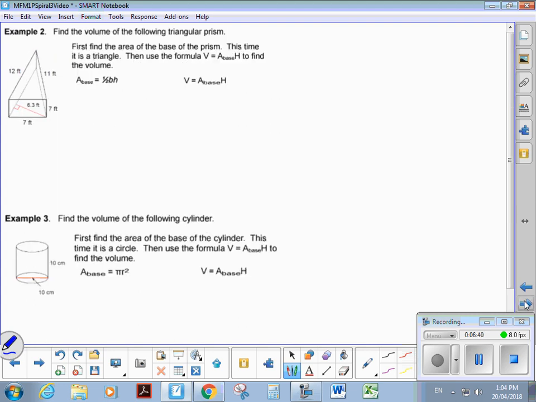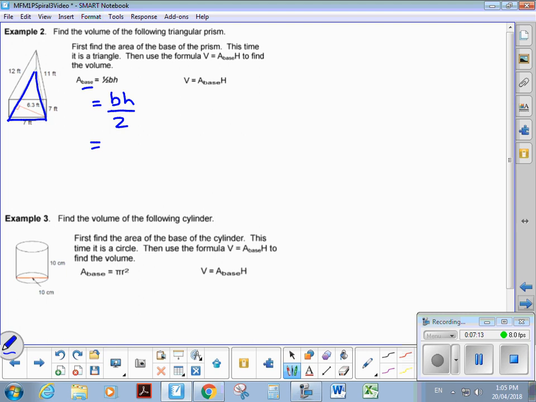Next example, we have a triangular prism. So on the formula sheet, I believe it's base times height. Oops, they have it separated, sorry. They've separated it, and we have area of the base, and then the volume is the base times height. So let's just treat this as a triangle. So base times height over 2. So we want to find the area of the base. So we are finding the area of that base.